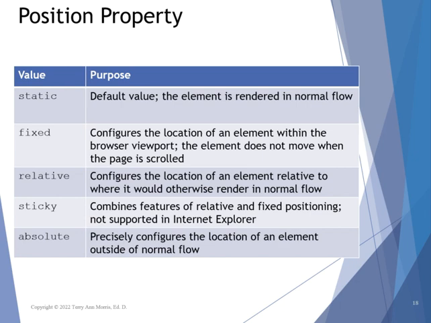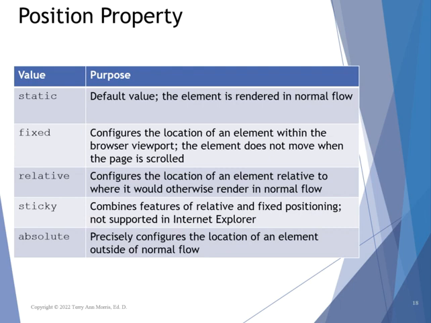Position property. The CSS position property specifies where an element in the document should be placed. This property, in conjunction with the left, right, top, bottom, and z-index properties, determines an element's final position on a page. For example, when a position is static, which is the default value, the element is rendered in normal flow.